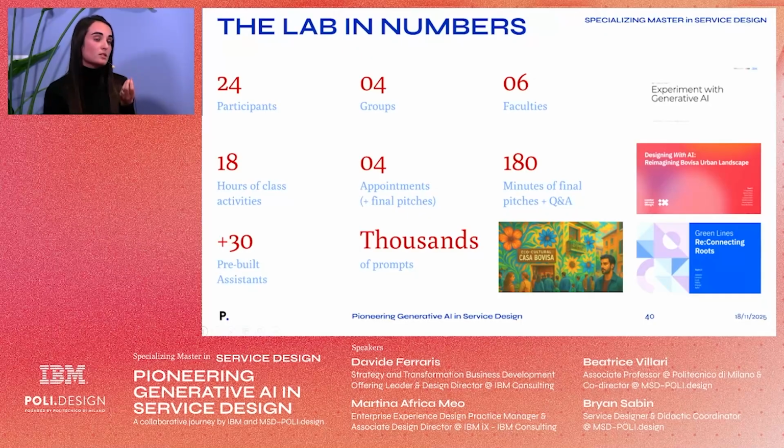So these numbers highlight something quite important. The students didn't just use AI, but they learned how to govern it, how to integrate it, and how to apply it in ways that reinforce the service design method. And we think that this is the core value of the lab, combining the service design method, the design practices, and also the technology, in this case, the generative AI, to prepare the students for the realities of today's design landscape.